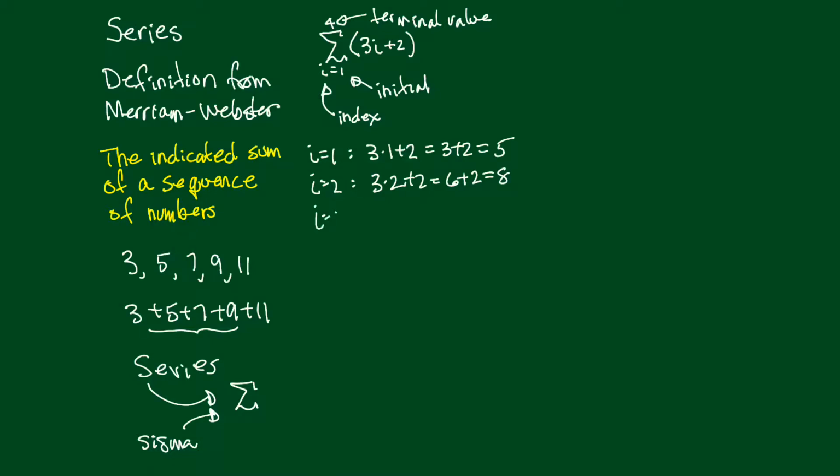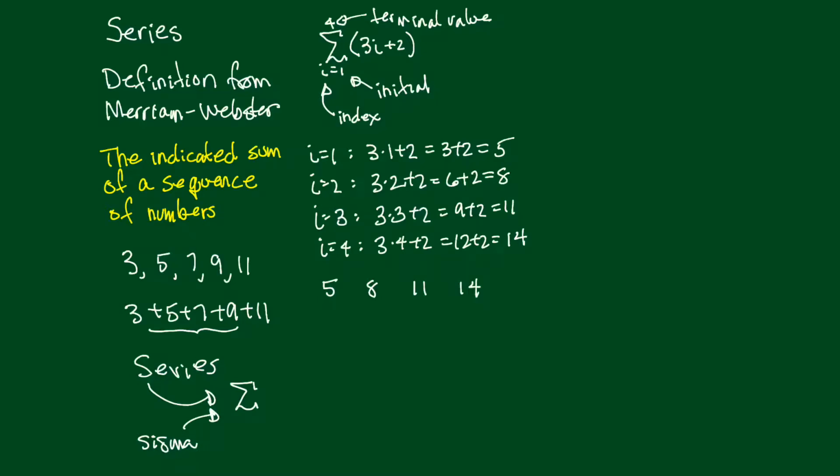When i is equal to 3, we're going to get 3 times 3. That 3 is coming from i equals 3, and I put it right here. 3 times the third value of i, 3, plus 2, so that's going to be 9 plus 2, which is 11. And then we get i equals 4, so we'll get 3 times 4 plus 2. Looks like 12 plus 2, so I end up with 14. So we've generated the sequence, which is 5, 8, 11, and 14.